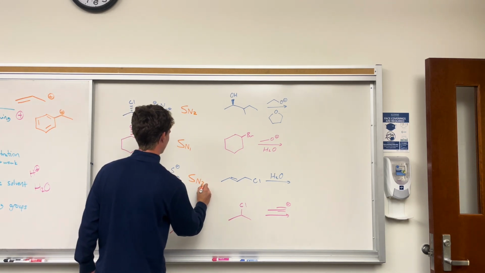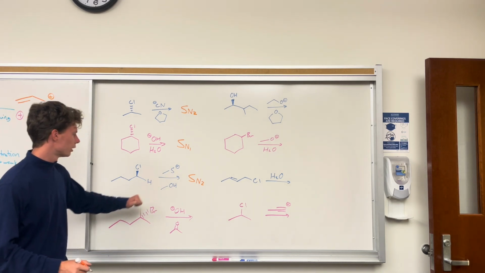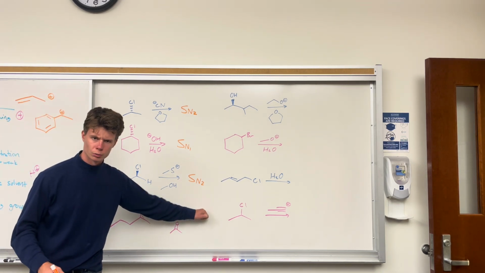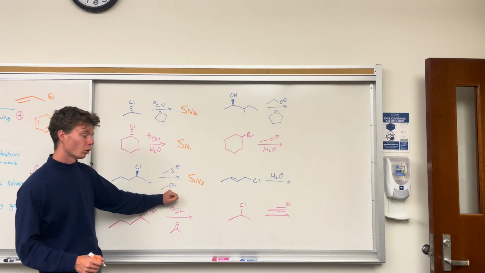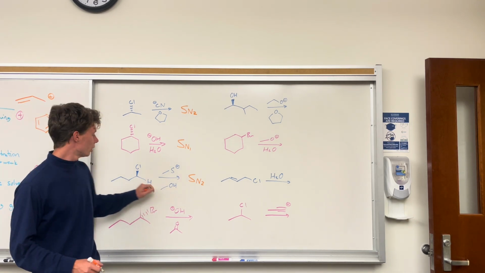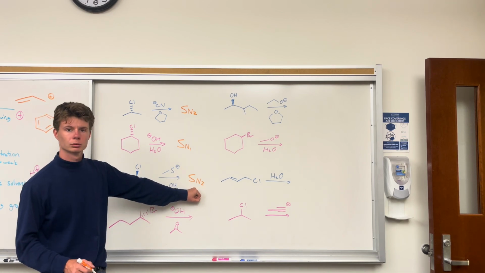This is a trickier one, but primary chlorine, we're going to have enough there. I think this one should be SN2. Okay. Originally, because I thought this was secondary and I had a polar protic solvent, I would have said SN1. Now that I see that this is primary, however, SN2. Okay.